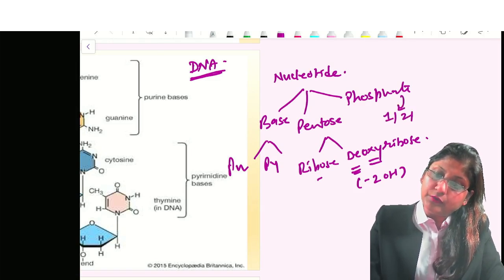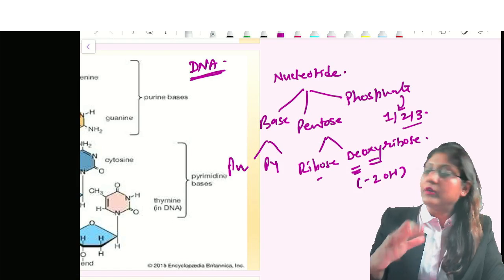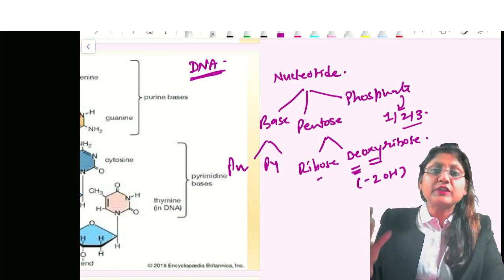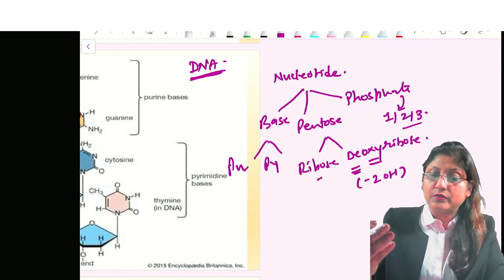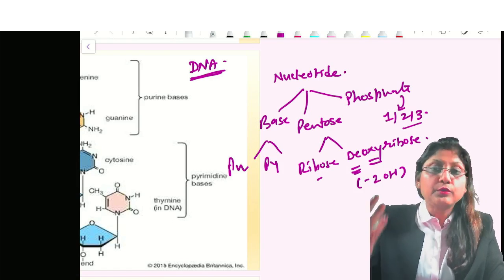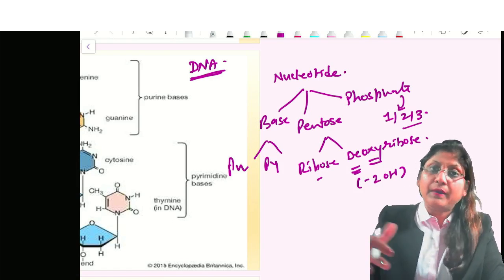Phosphate number will be 1, 2, or 3. If it is 1, you call it a nucleoside monophosphate. If it is 2, you call it a nucleoside diphosphate. If it is 3, you call it a nucleoside triphosphate. But everything is a nucleotide.